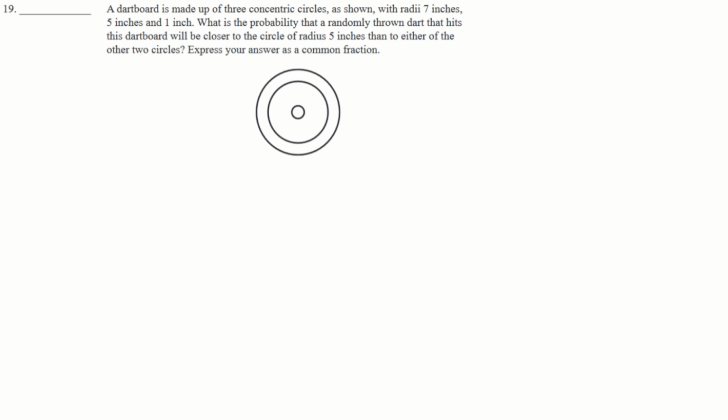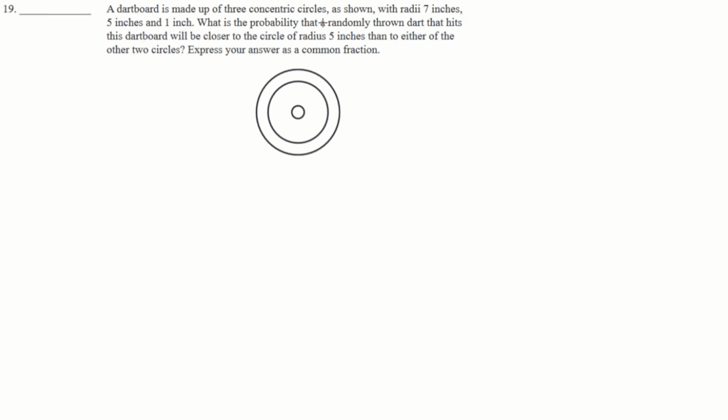Hello everyone, today we're going to be solving question number 19 from the 2023 Mathcounts State Level Sprint Round. Question 19 reads, a dartboard is made up of 3 concentric circles as shown with radii 7 inches, 5 inches, and 1 inch. What is the probability that a randomly thrown dart that hits this dartboard will be closer to the circle of radius 5 inches than to either of the other 2 circles? Express your answer as a common fraction.